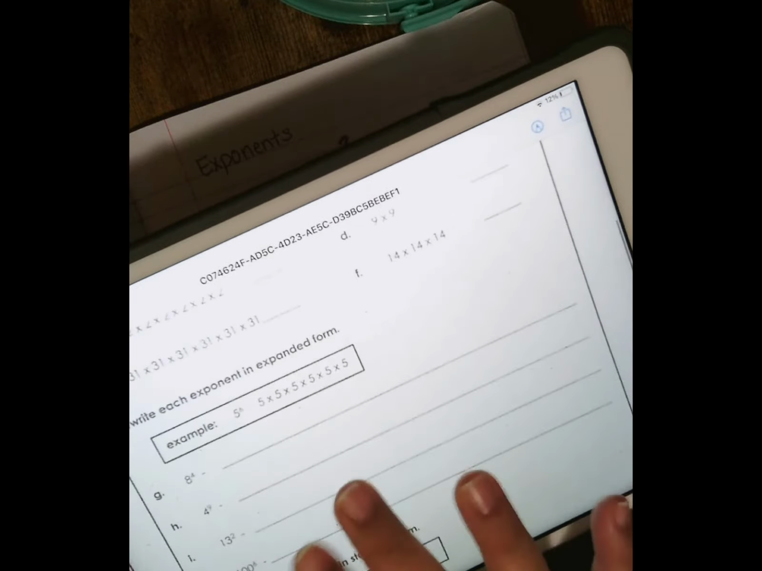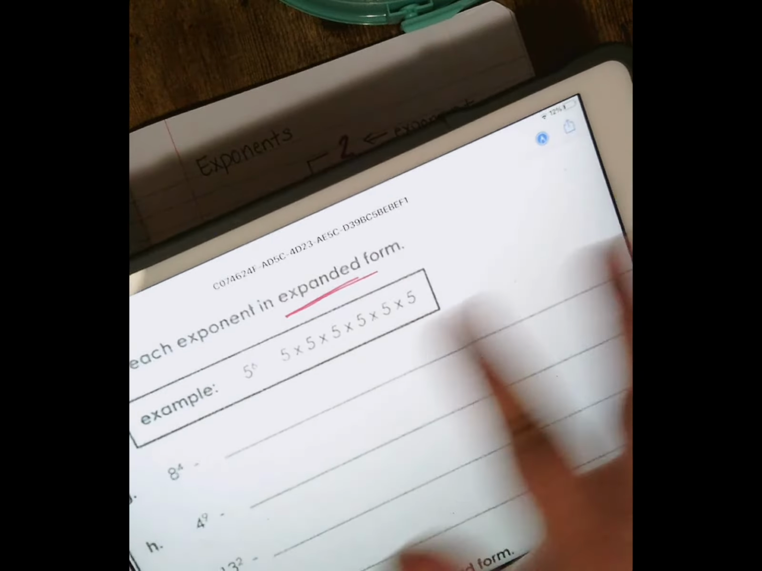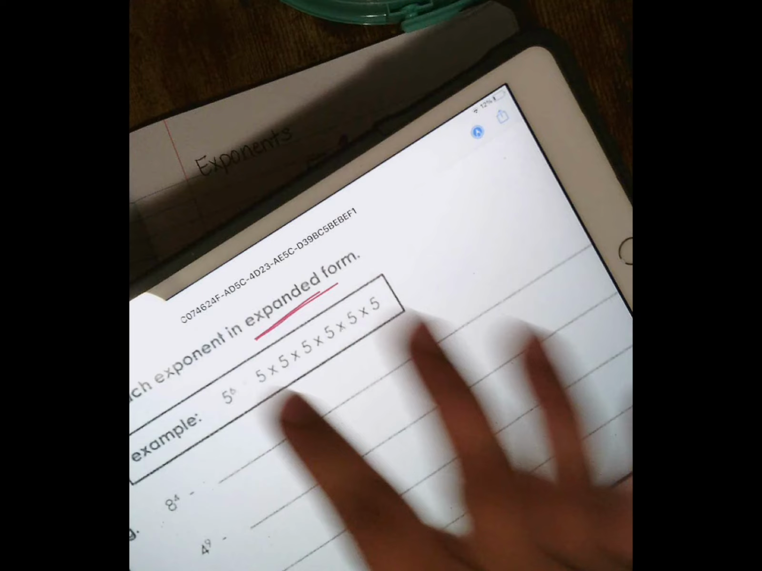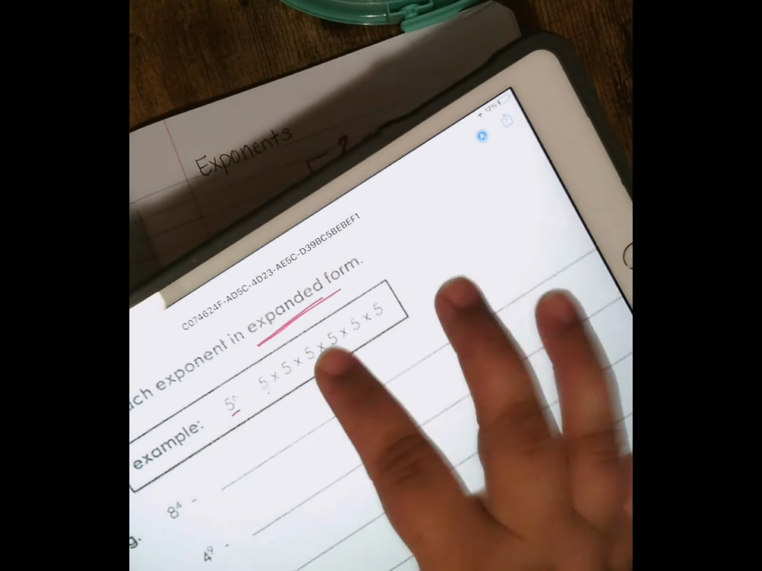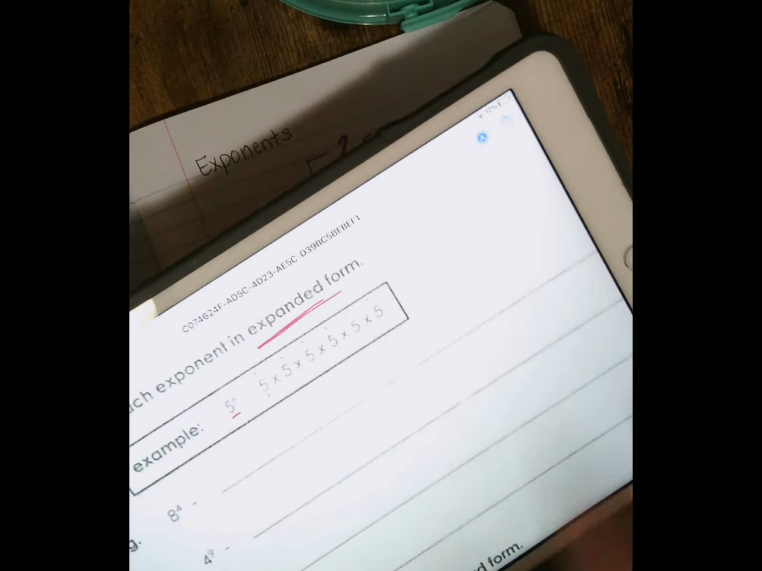Down here, we're writing it in expanded form, okay? Expanded form means write it out with all those multiplication symbols. So they gave you the example of 5. So you have the base 5. And what's the exponent? 6. So 1, 2, 3, 4, 5, 6.